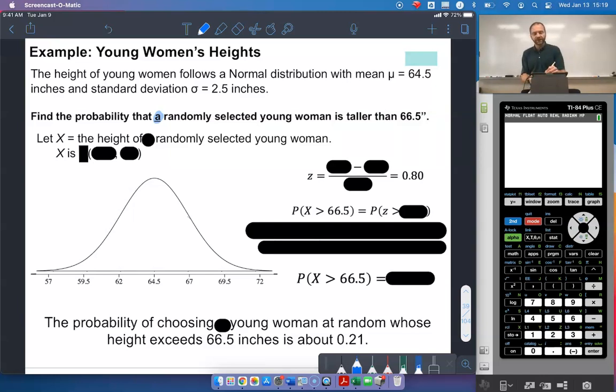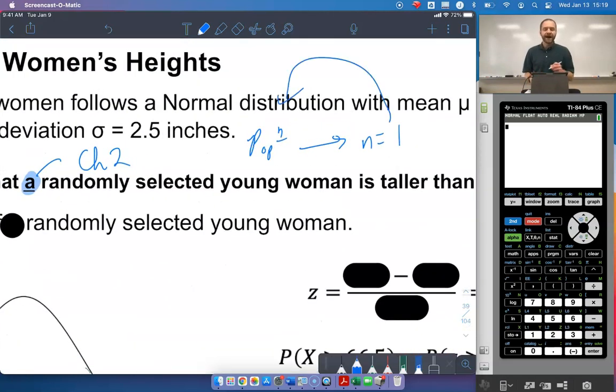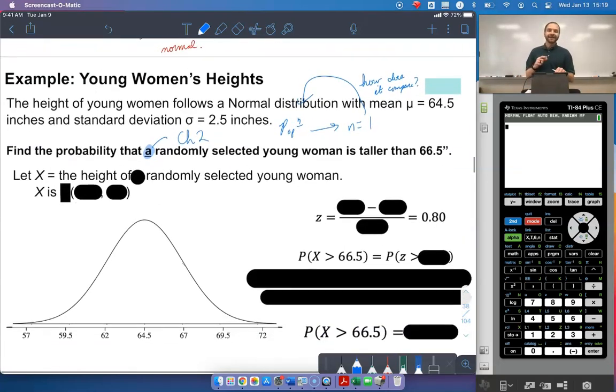So this is really chapter 2. And so we start to realize we have to be careful with our reading when we're looking at cumulative questions. Is it saying find the probability that one randomly selected young woman is taller than 66.5 inches? Think about it in general: you're taking a population and you have one person being selected from that population, and you're going to compare how that person relates to the rest. That's chapter 2. You have a population, you grab one person, how do they compare to the population? So we're not looking at a sampling distribution yet.